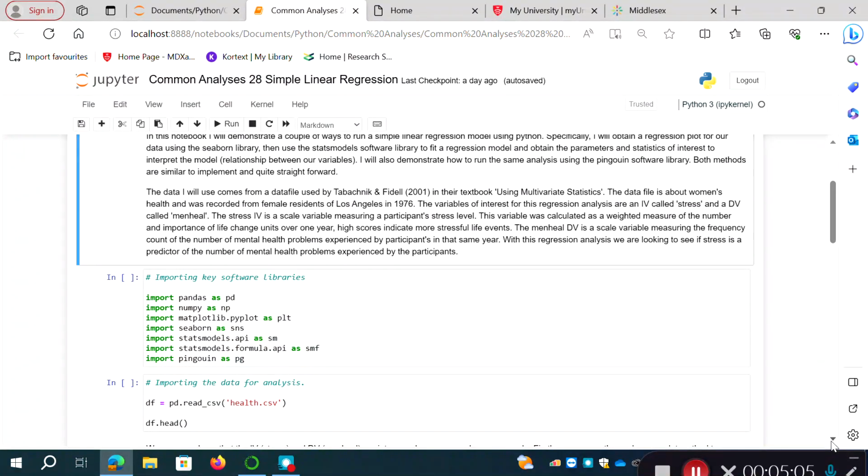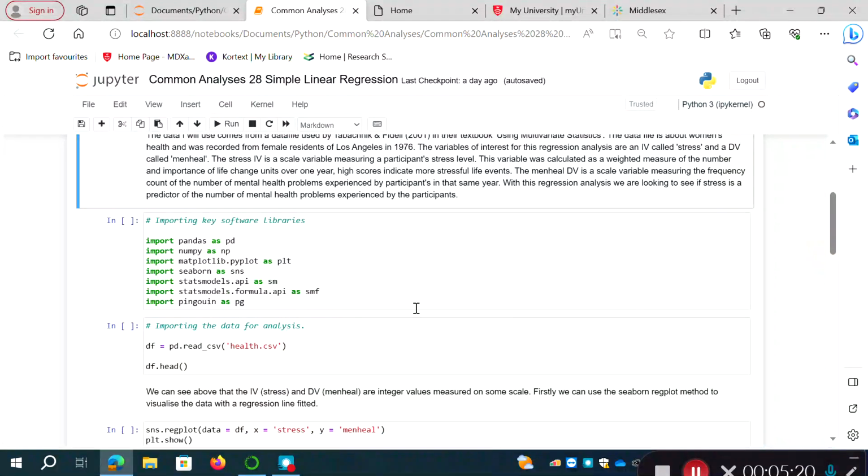Okay, so with this regression analysis, we're looking to see if stress, the IV, is a predictor of the number of mental health problems experienced by the participants. So mental health is the DV in this case.